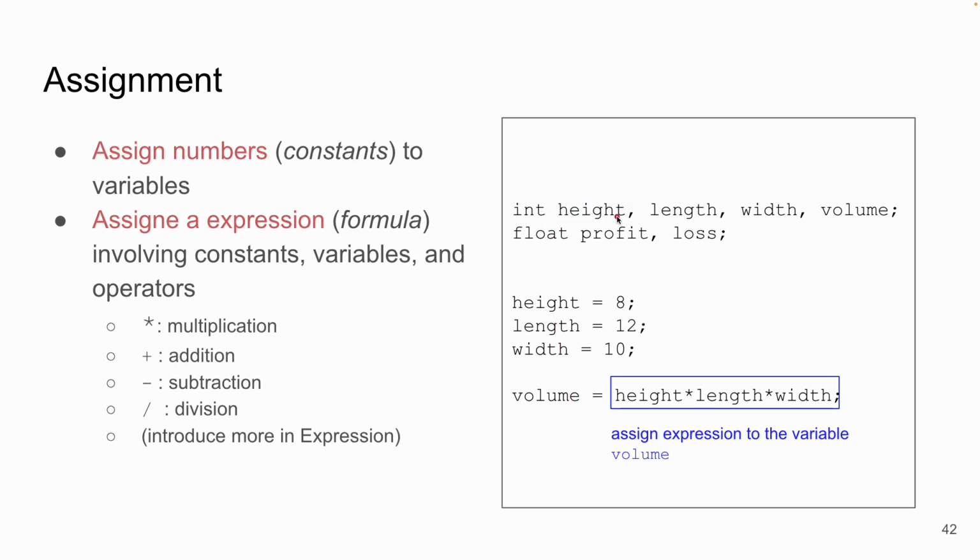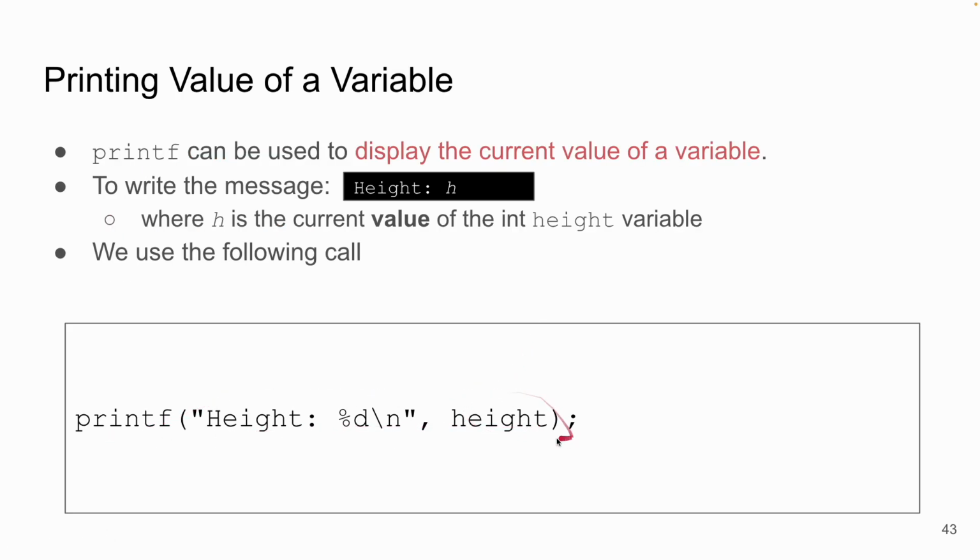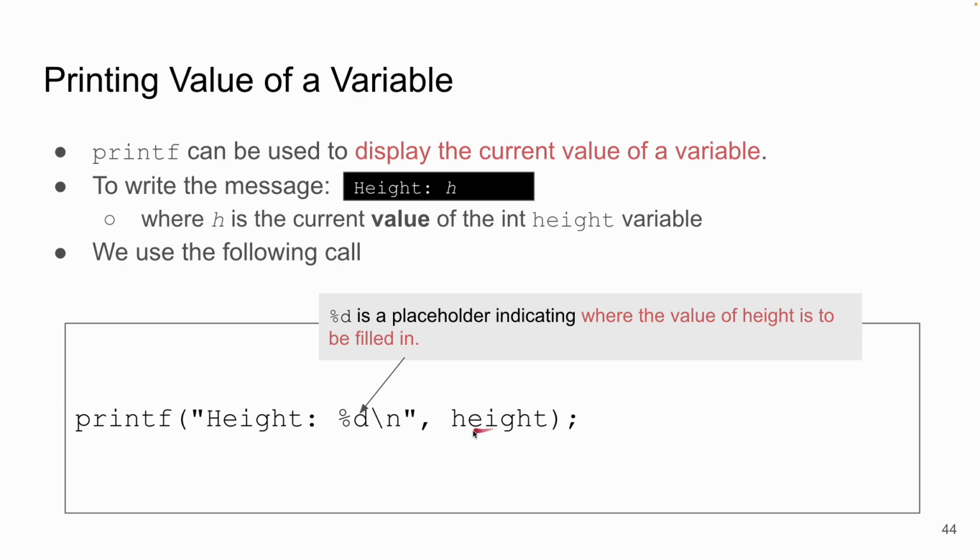So we declared height as an integer variable, and we assigned 8 to height. Then we use this printf to print out the value stored inside height. I can put the variable that I want to print out in the printf, and I will put it after the double quotation I have here, and then I will just put a comma here, and then I just write down height. By doing this, I can successfully print out the desired message.